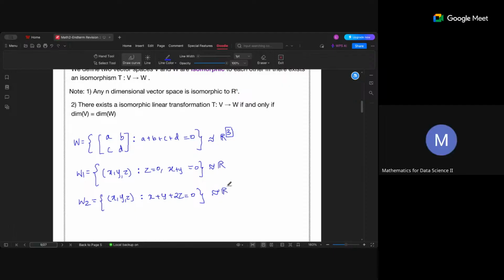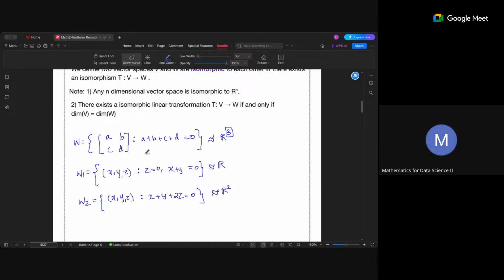I really don't understand the conceptual part of it, like how we are saying that it is a subspace, and why we are writing R3, R and R2. I really don't understand the concept here.